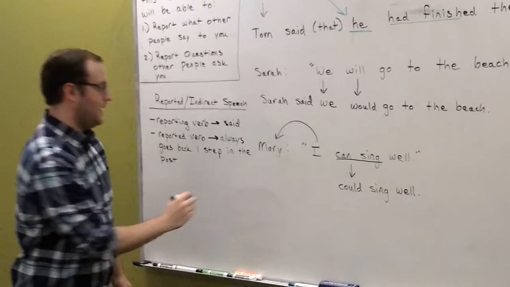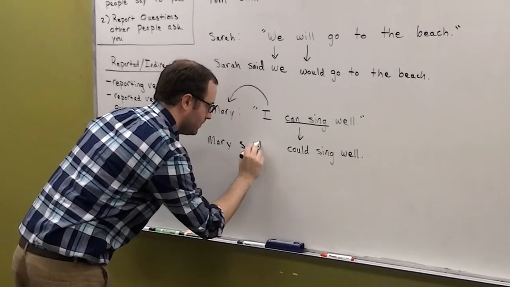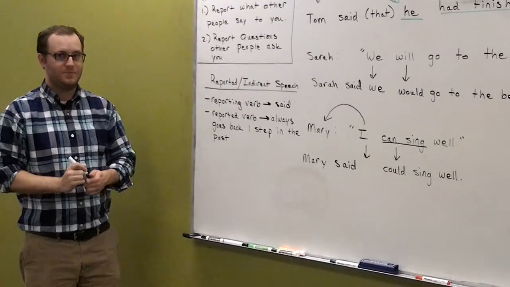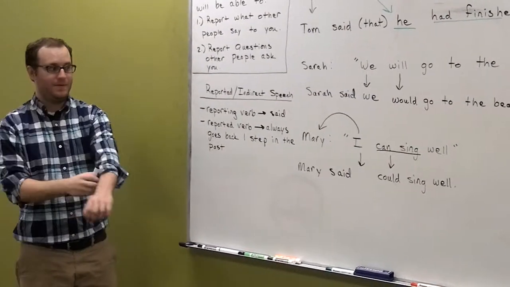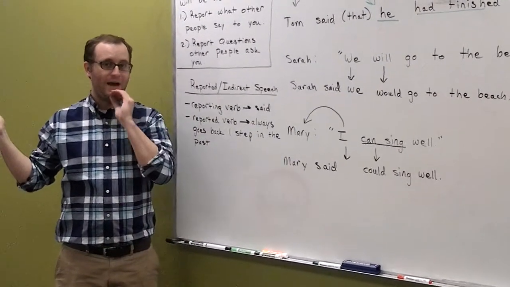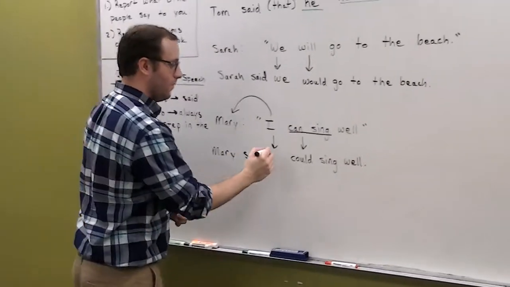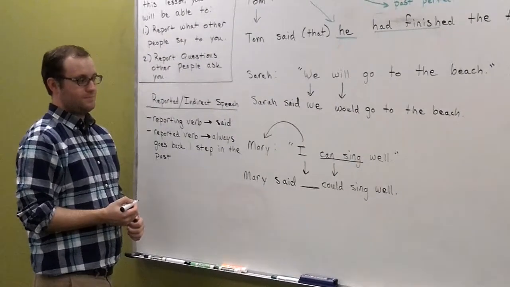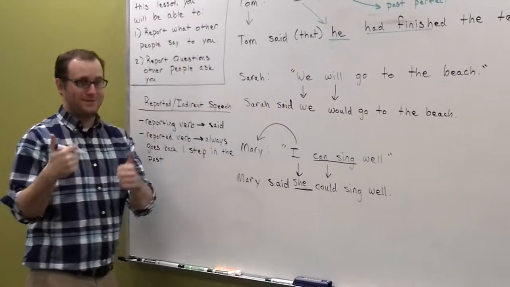Now, if I write Mary said, what should I change I to? Is Mary talking about me, or is Mary talking about Mary? Right? Mary is talking about Mary, okay? But I am telling you what she said. So, what do I need to put here? Alright, if you said she, good job. You're right on target, okay?